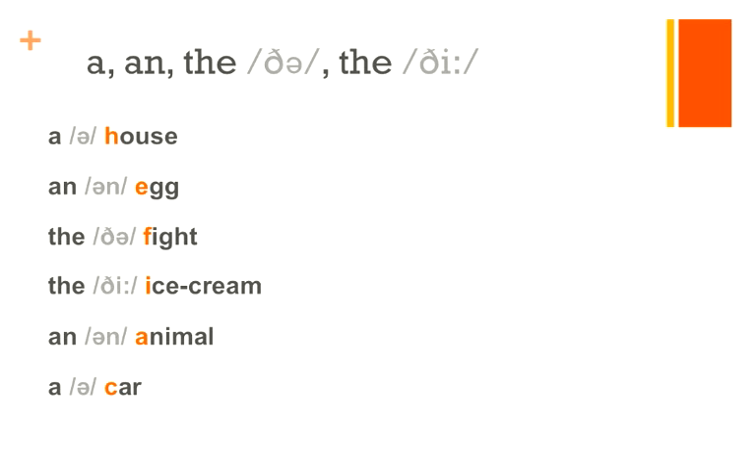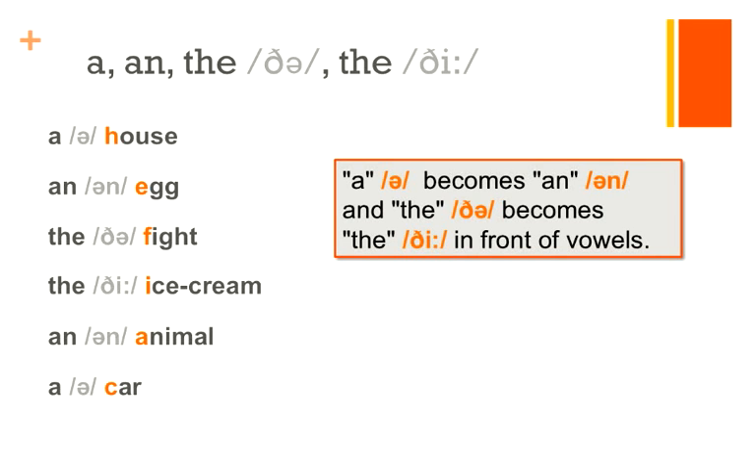And I'm also sure that most of you can actually tell me the rule here, and rules for that piece of grammar go something like this. A becomes an, and the becomes the in front of vowels. It's an egg, egg starts with an E, a vowel. It's the ice cream, it starts with an I, a vowel, and it's an animal, and of course, A is a vowel. Now, if things were that easy, ladies and gentlemen, I don't think we would have made that video.